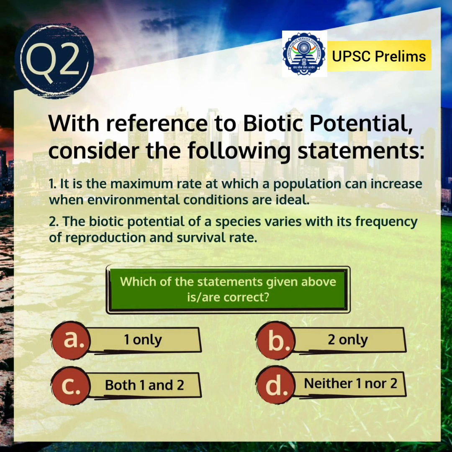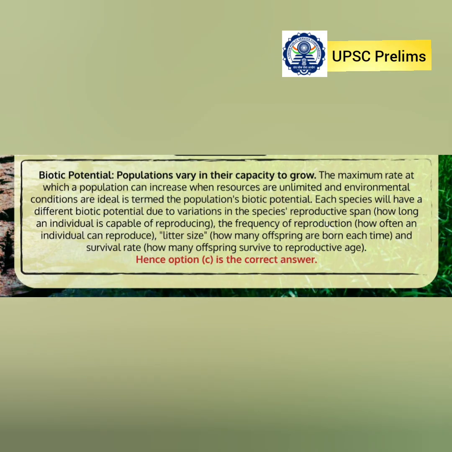Second question. With reference to biotic potential, consider the following statements. Statement 1. It is maximum rate at which a population can increase when environmental conditions are ideal. Statement 2. The biotic potential of a species varies with its frequency of reproduction and survival rate. For this question, correct option is option C. Both 1 and 2 are correct.